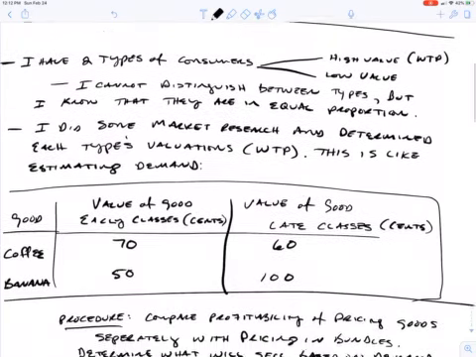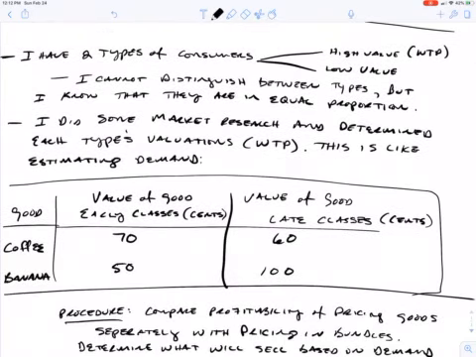And then let's assume that I have two types of consumers here. High value types, that is to say they have a high willingness to pay for my good, and low value types. And in this case, they're going to be different based on the good that I'm selling. Now, of course, we can't distinguish between the two types, but I know that they're in equal proportion in this market, and that's just an assumption that'll make our calculation easier.